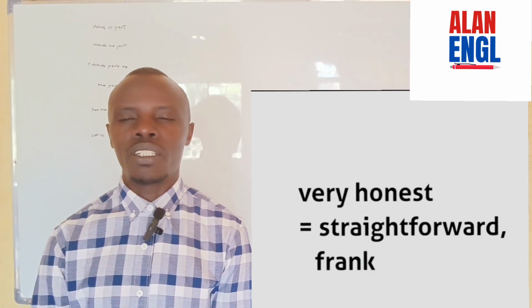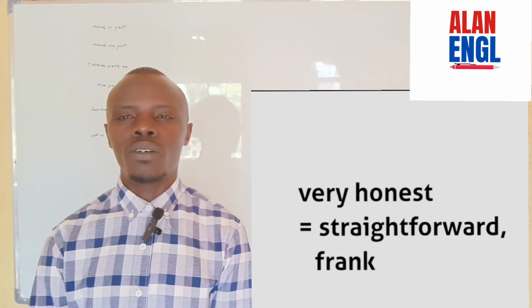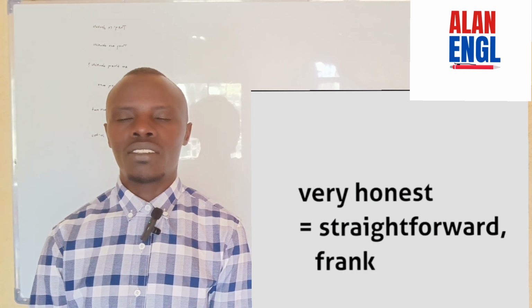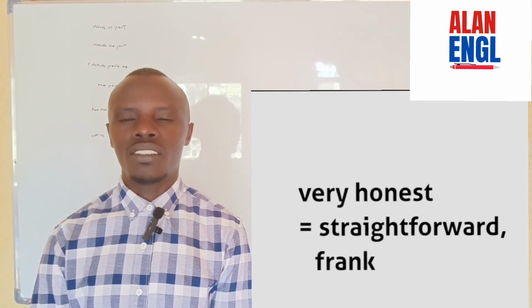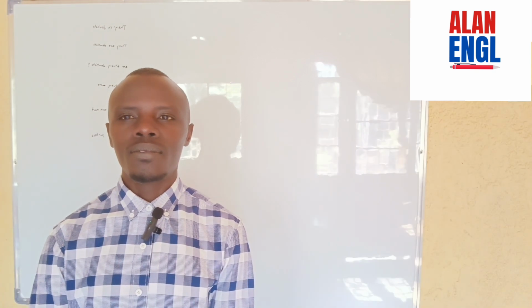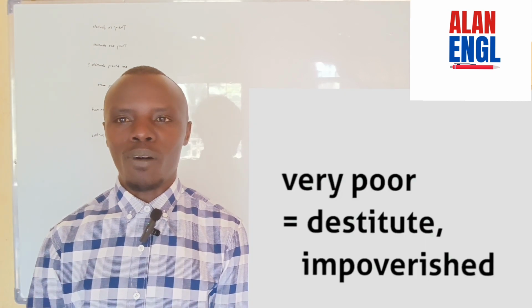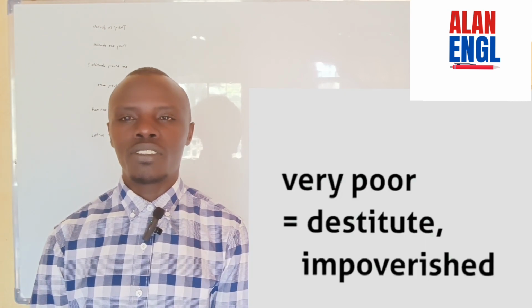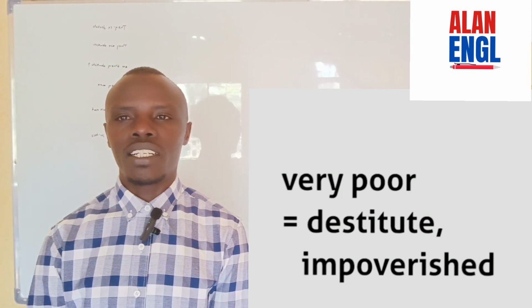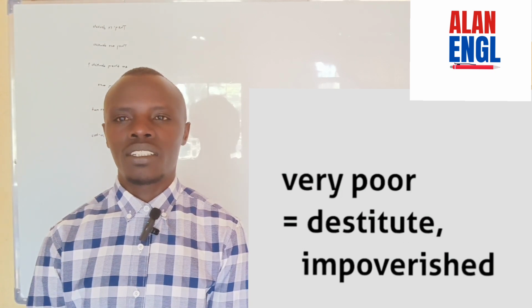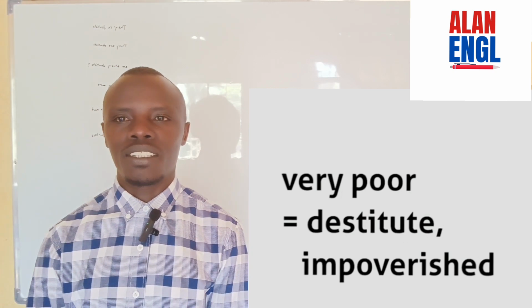Number three, very honest. Instead of saying very honest, you can say straightforward. Straightforward or frank. And we'll practice this as soon as we finish our 10. Okay? Number four, very poor. Instead of saying very poor, you can say destitute or impoverished. They mean exactly the same thing.